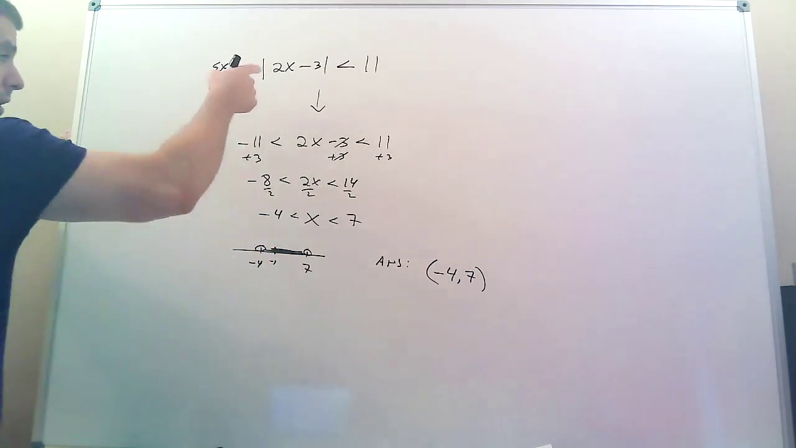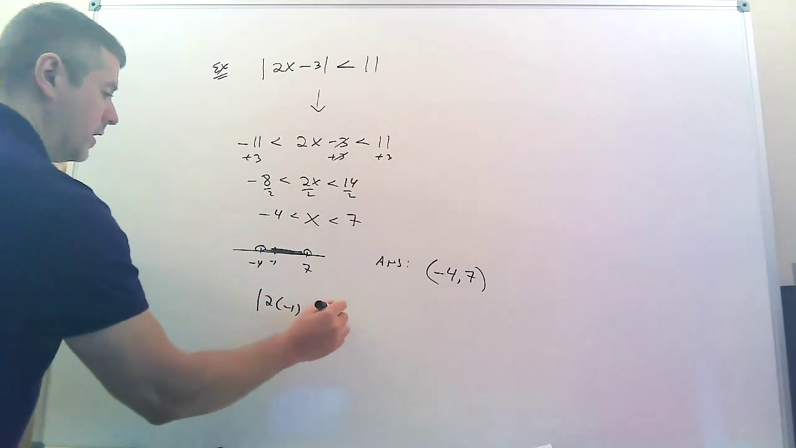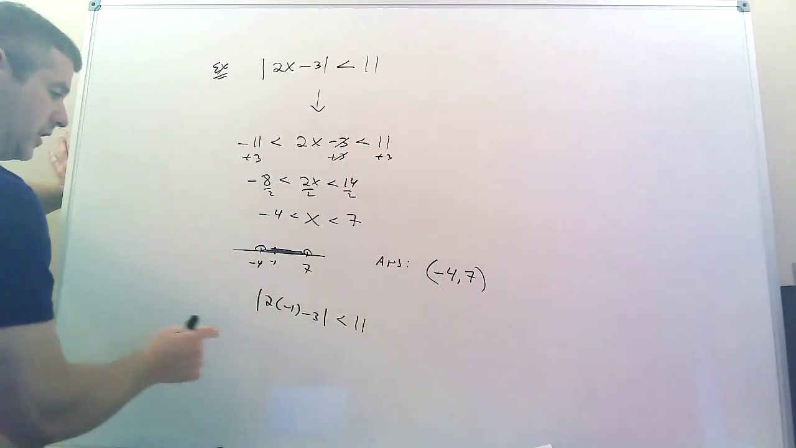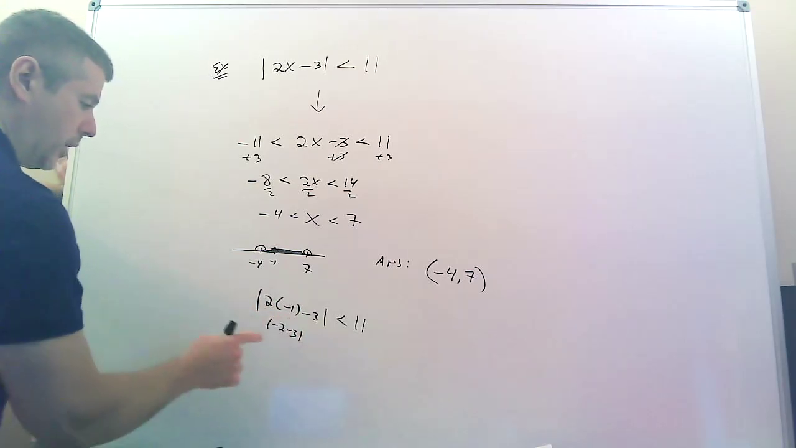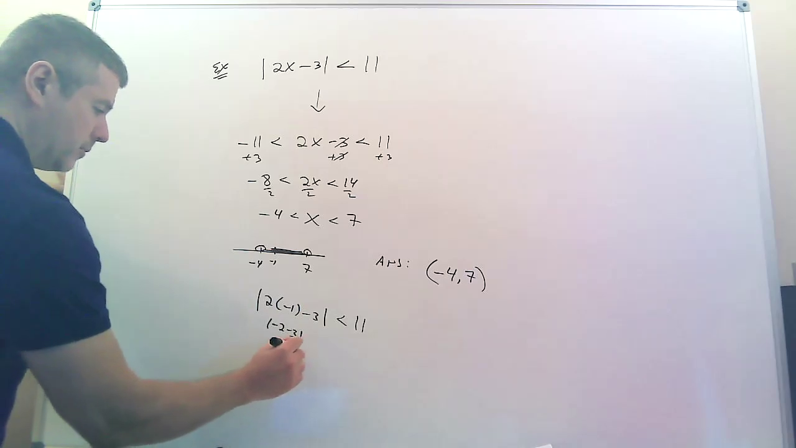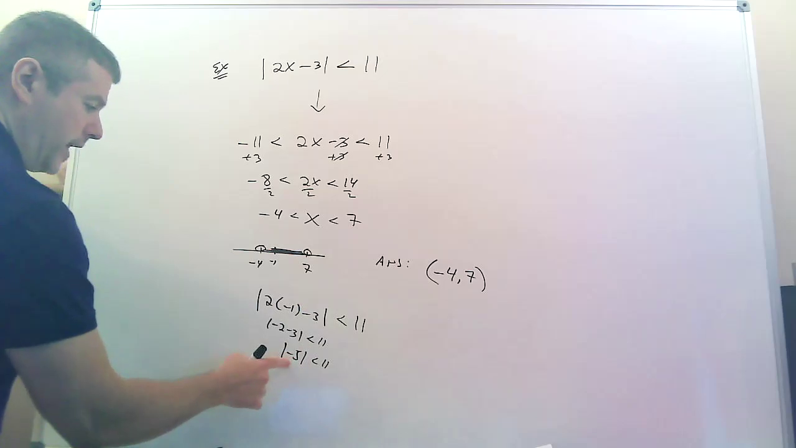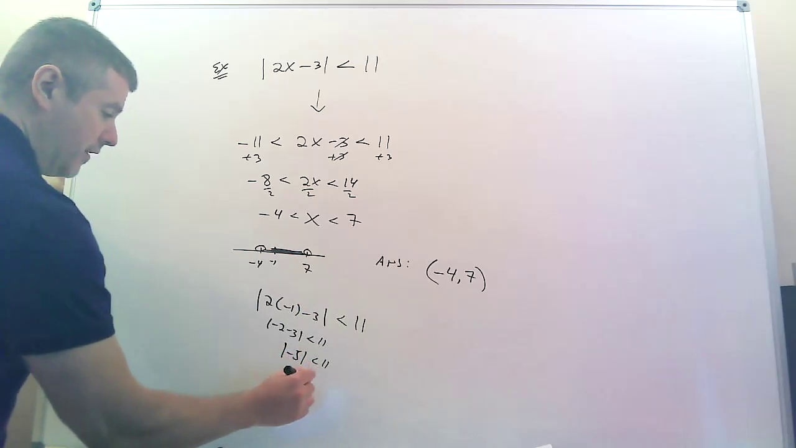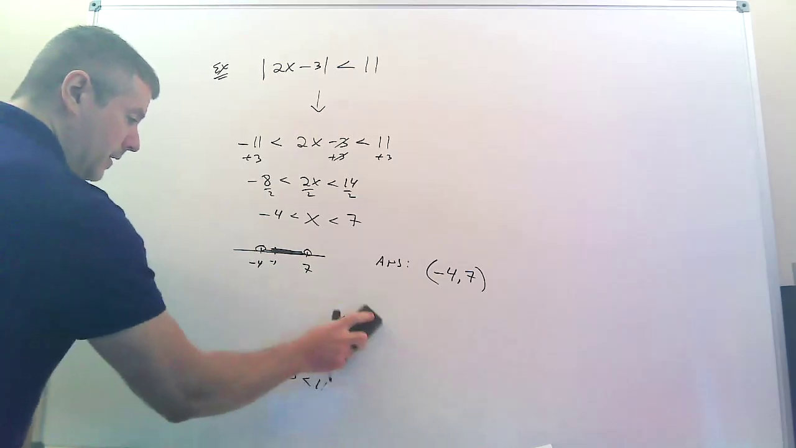So look, I'm going to pick -1. I'm going to put -1 up there and show you that it's true. This distance is going to be less than 11. 2 times -1 is -2, right? Still inside the bars. -2 minus 3 is -5. Less than 11, less than 11. Absolute value of -5 is 5. That is less than 11. True, it worked.